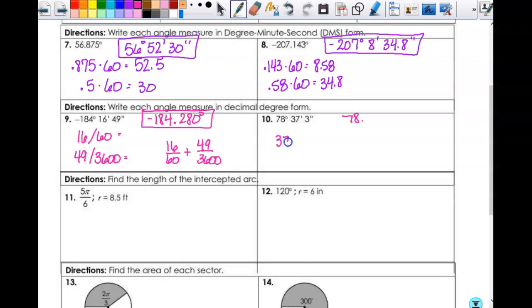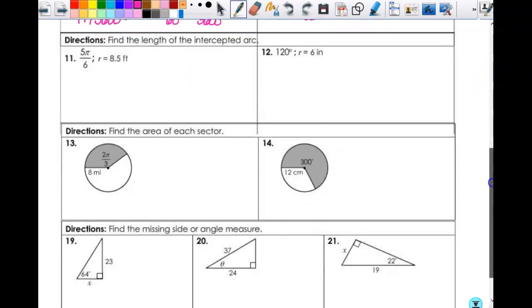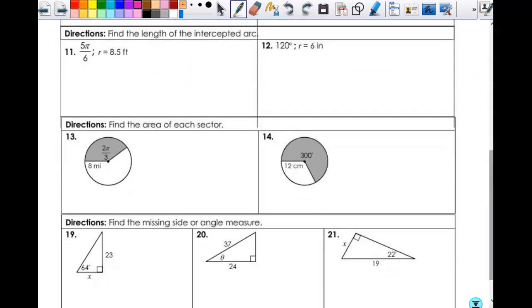And here, this will be 78 point something. So this will be 37 over 60 plus 3 over 3600. Let the calculator do it all for you, and you get 78.618 degrees. Okay, so then we're back to non-calculator. It's not going to jump back and forth like this on the test. I'll have it separated into sections.